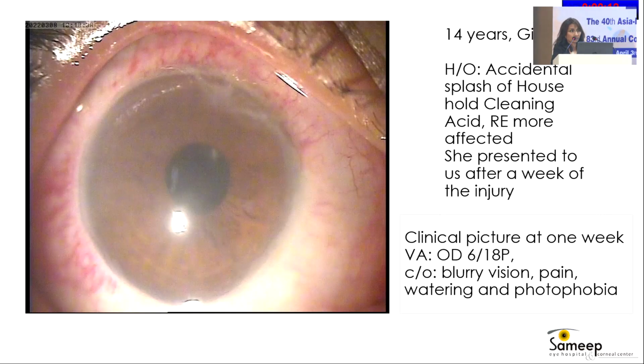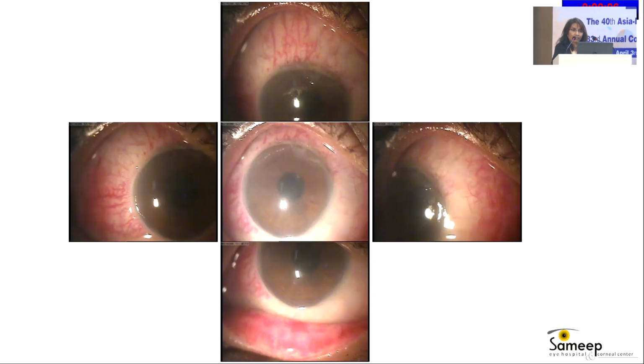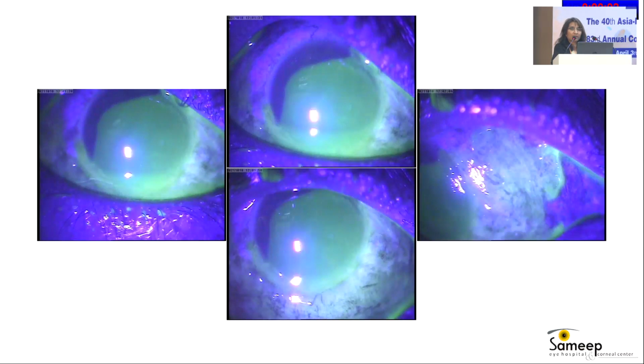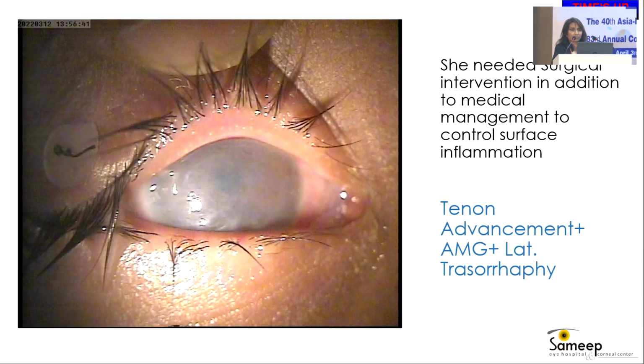The cornea is also not looking healthy, and there is a lot of involvement of the conjunctiva as well. These are the pictures in various gazes, a collage of that. And this is a similar picture with a fluorescein stain, you can see that quite a significant amount of corneal surface was involved and the bulbar conjunctiva was also involved.